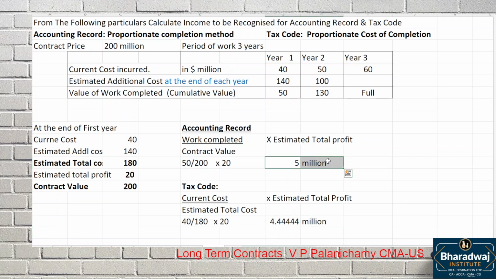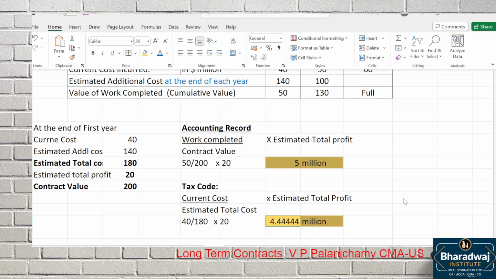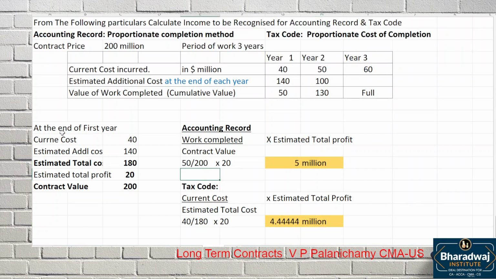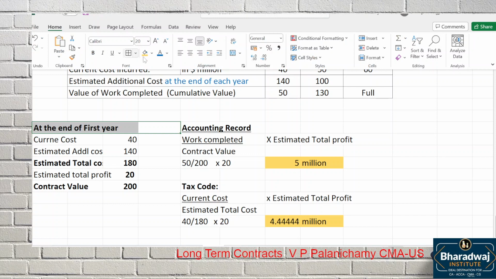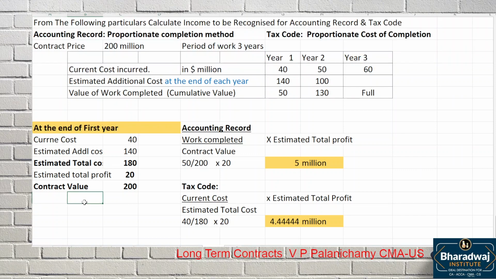In accounting, we recognize 5 million. In tax, they recognize how much? 4.44 million. This is at the end of which year? First year. Okay. Like this, we have to work out for second year, third year. In the third year, they would have recognized the full profit.